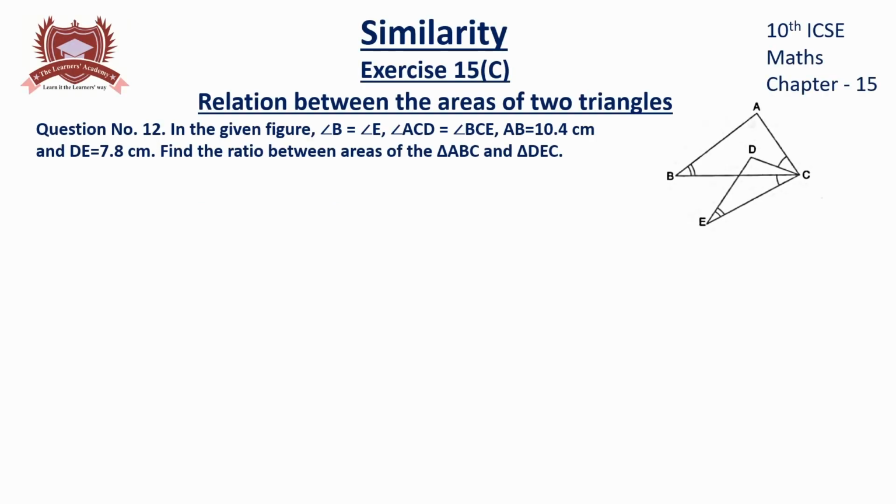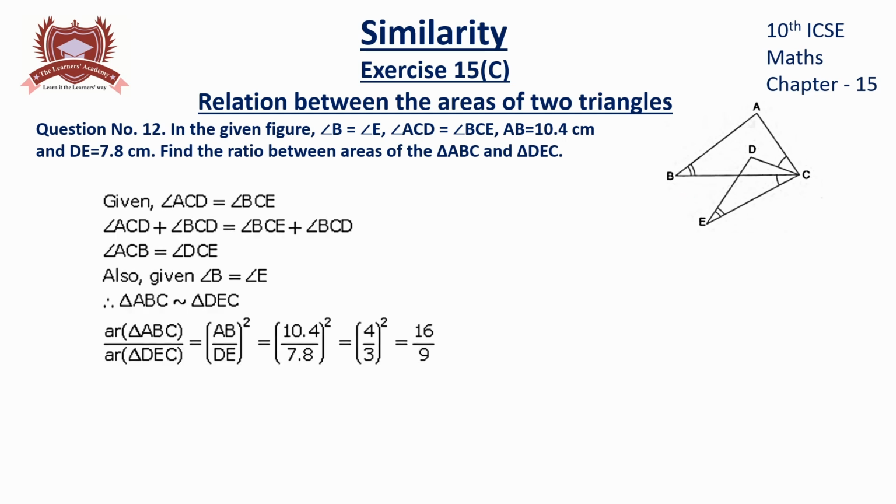This is example number 12. ये काफ़ी interesting example है क्योंकि इसका figure काफ़ी interesting है. So in the given figure, angle B is equal to angle E, angle ACD is equal to angle BCE, and AB is equal to 10.4 centimeters, and DE is equal to 7.8 centimeters. So we have to find the ratio between the areas of the triangle ABC and DEC.